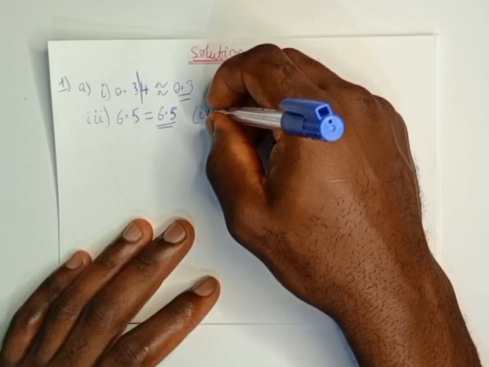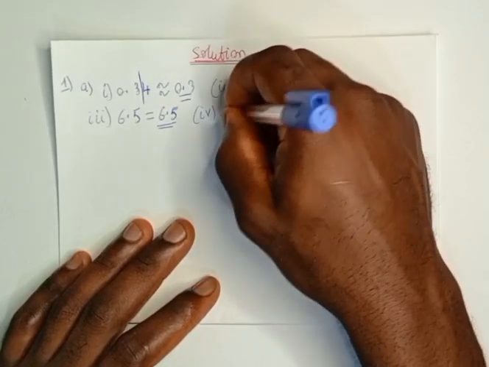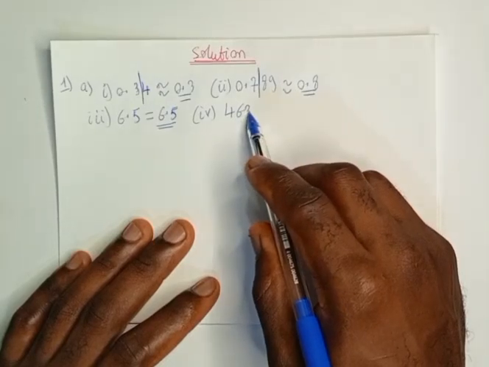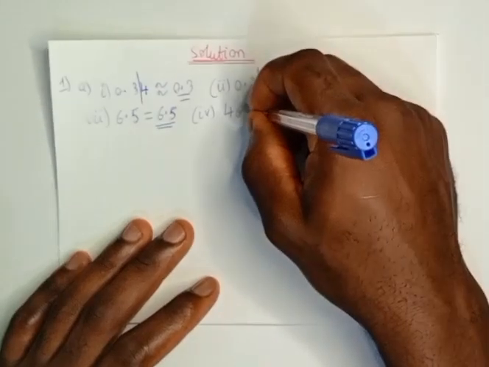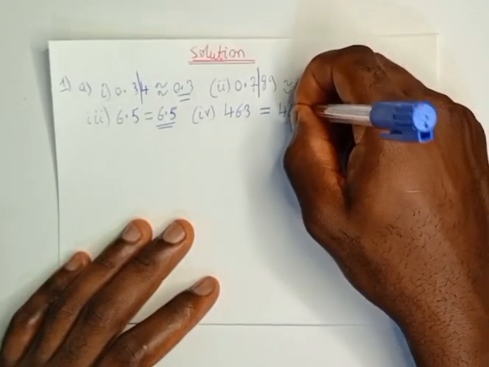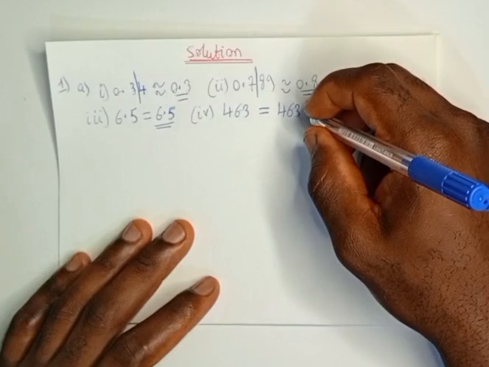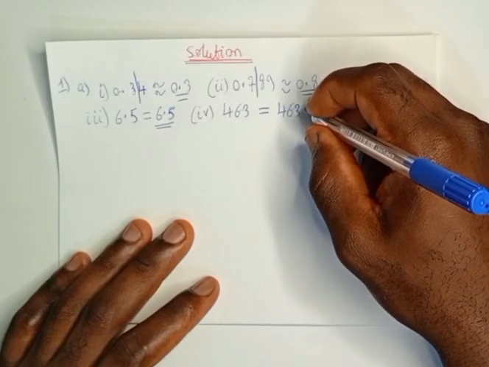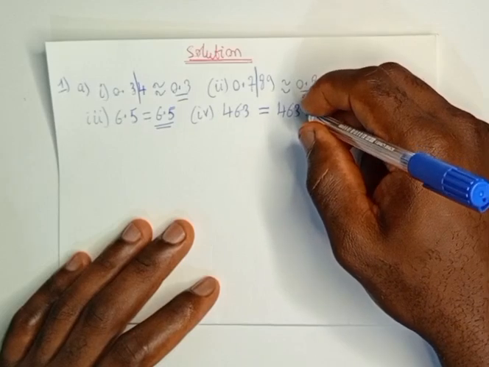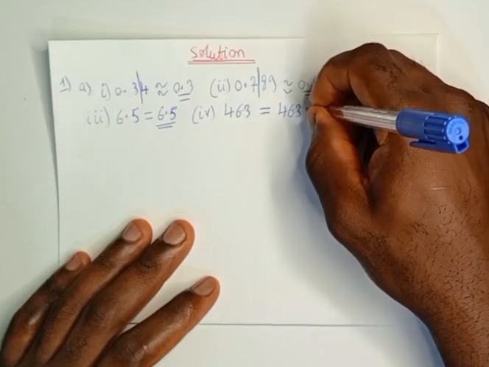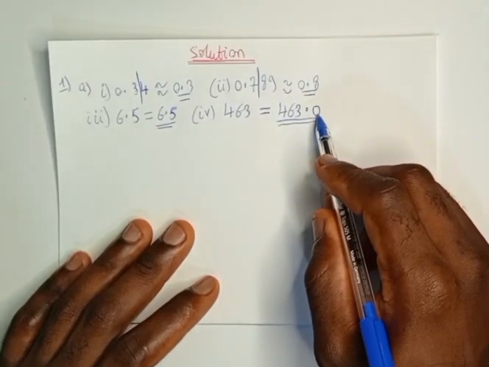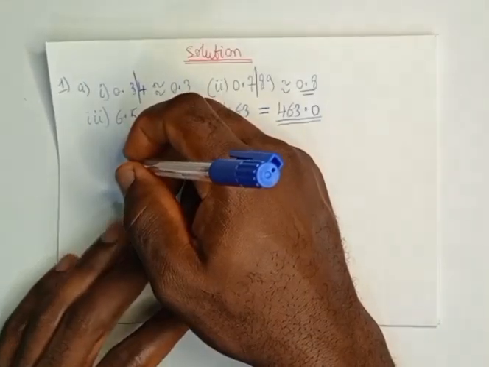IV, we have the number 463. 463 to one decimal place will simply be equal to 463 point. Remember, whole numbers can be written with a decimal point, of which the fractional part is 0. This will give us 463.0. And this 0 stands for the first decimal place. We are done with question A.